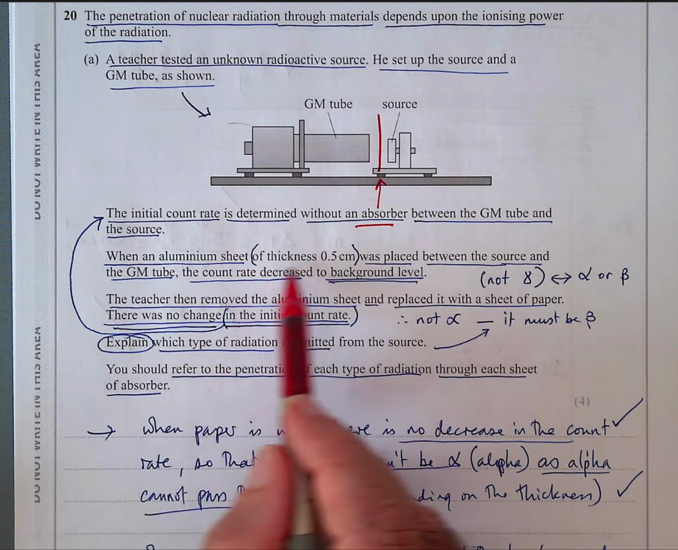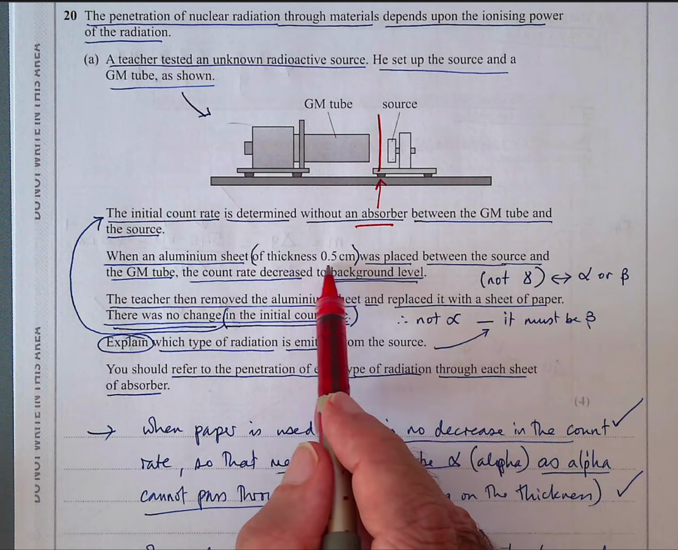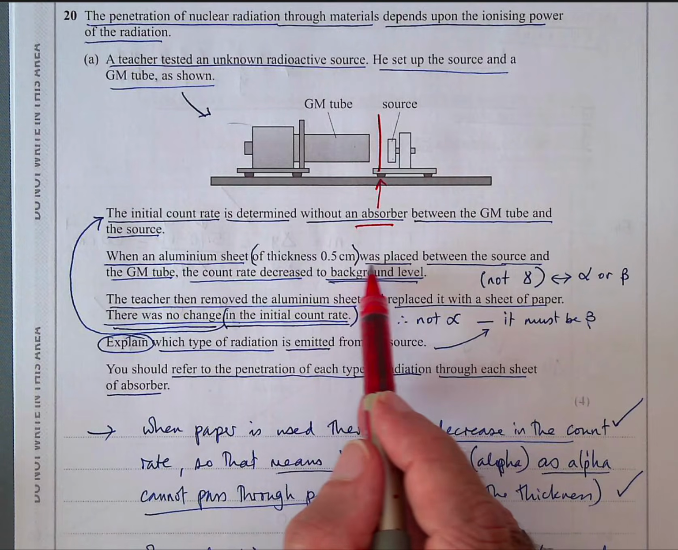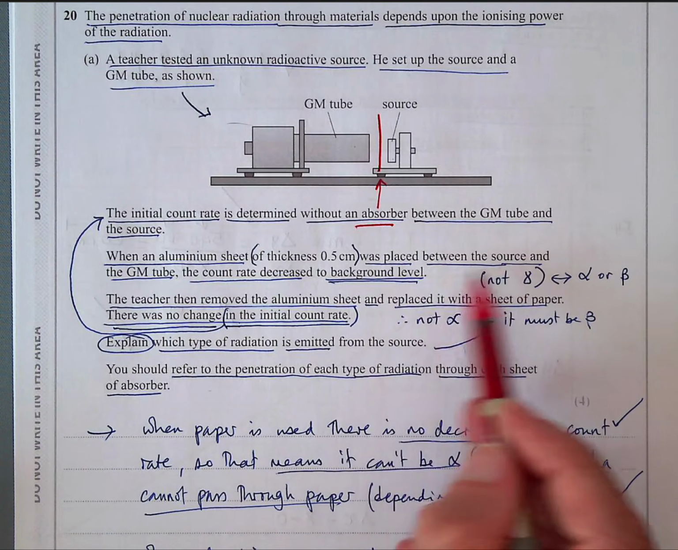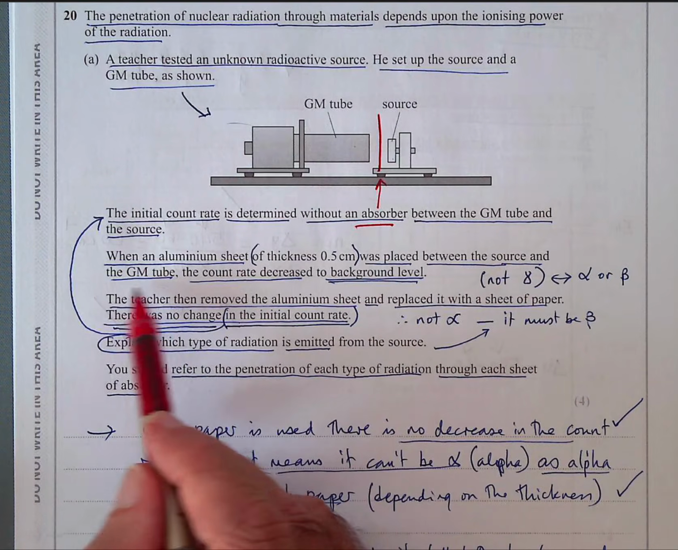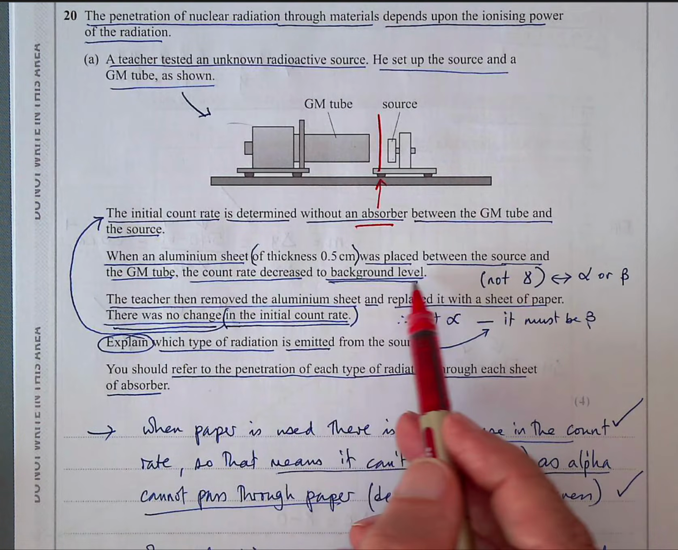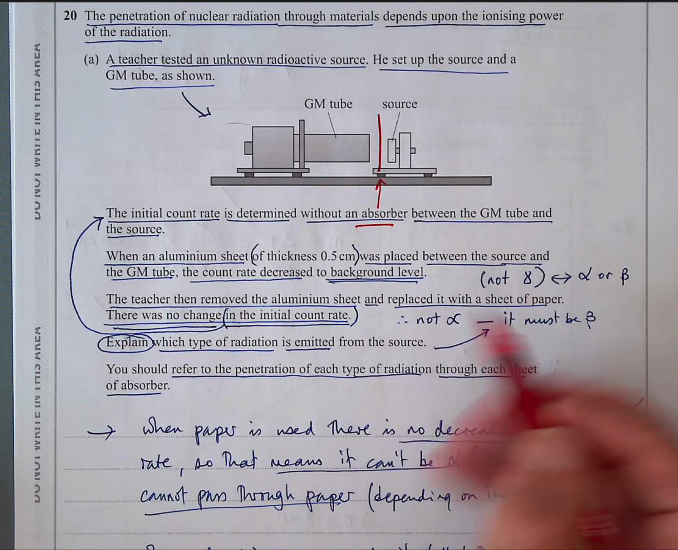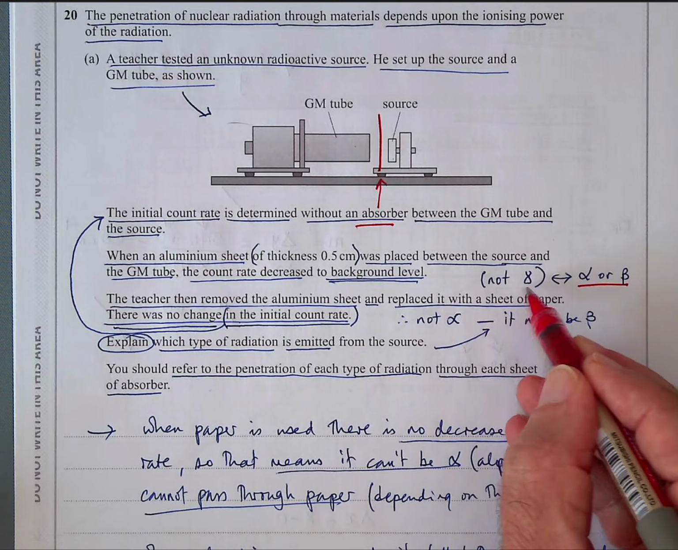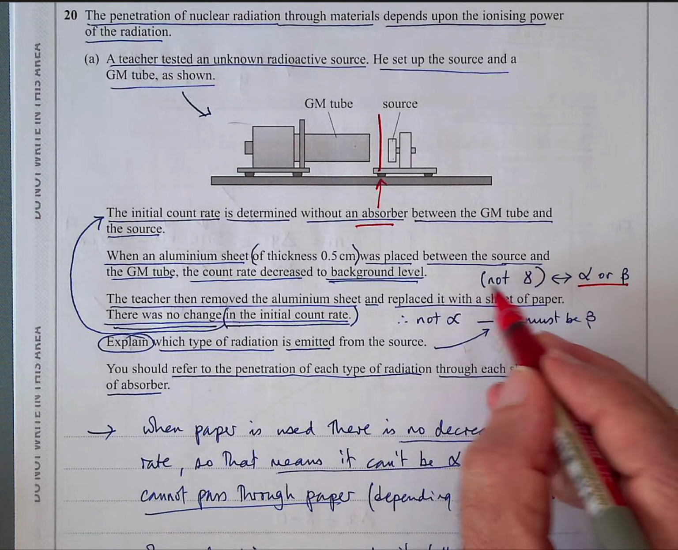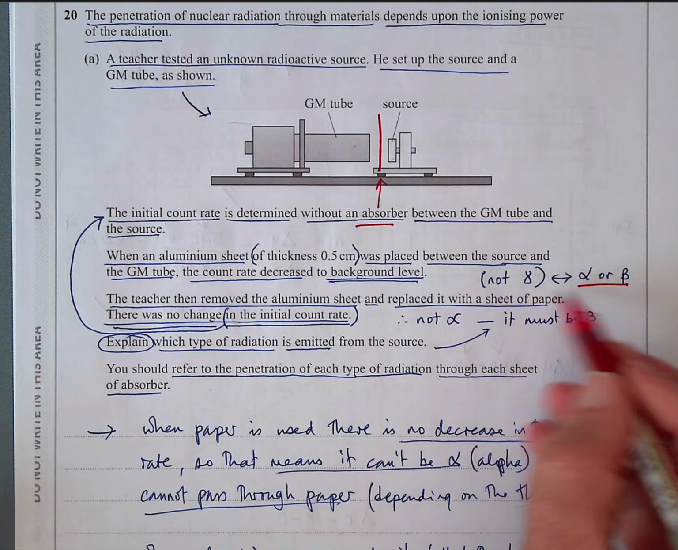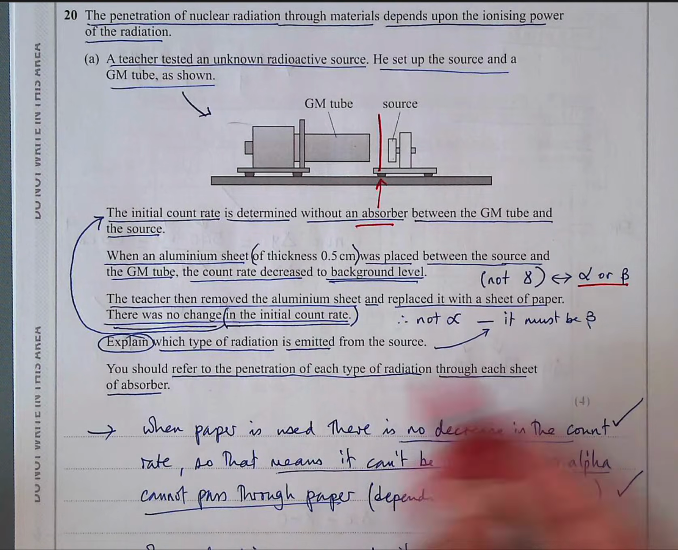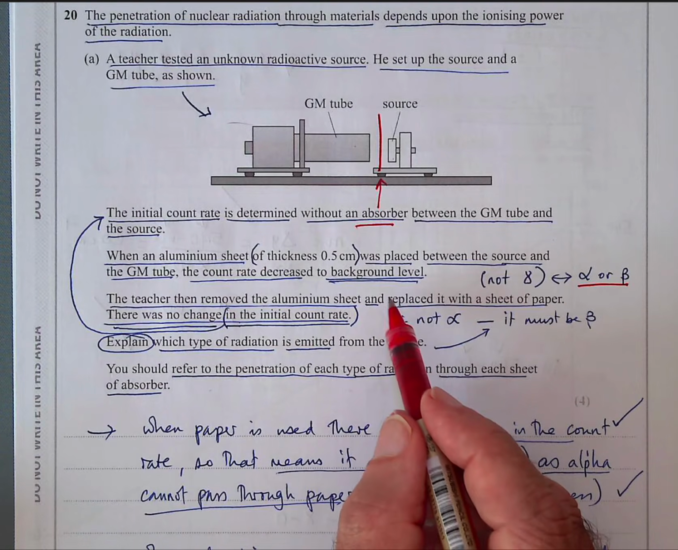An aluminium sheet, thickness 5 millimeters, 0.5 centimeters, is placed between the source and the Geiger tube, and the count rate decreased to the background level. That means it's all absorbed. So it will either be alpha or beta, not gamma, because gamma would not be affected by aluminium, but alpha or beta would be. So it could be alpha or beta based on the aluminium test.